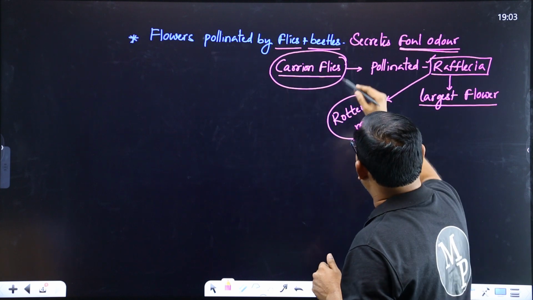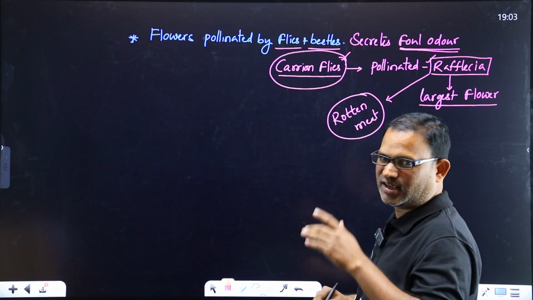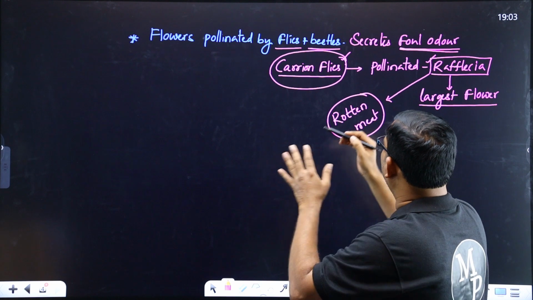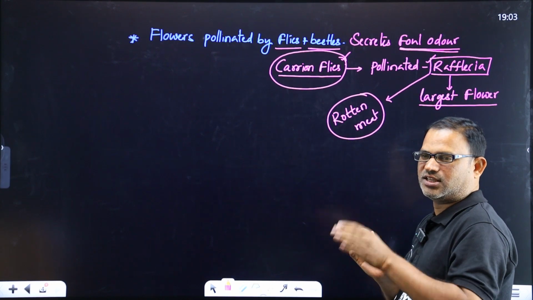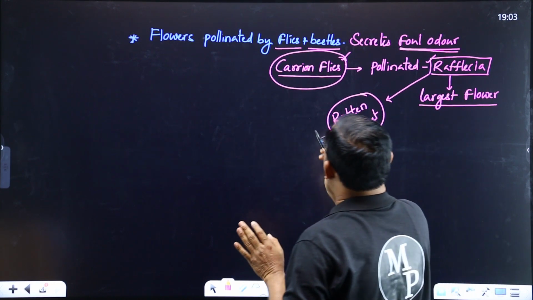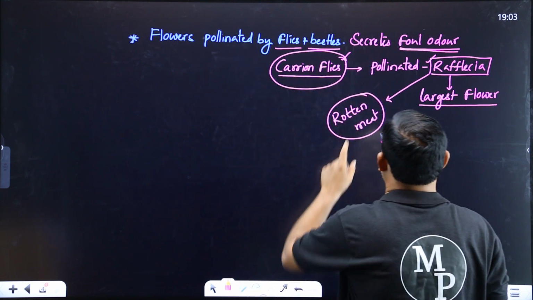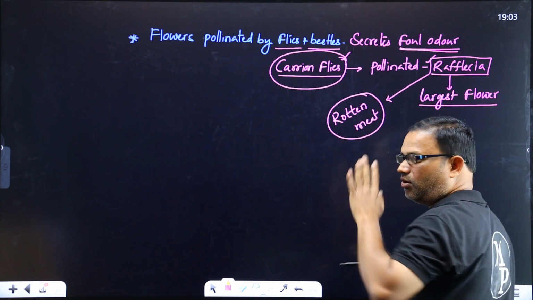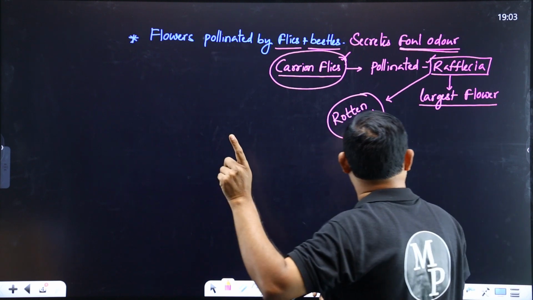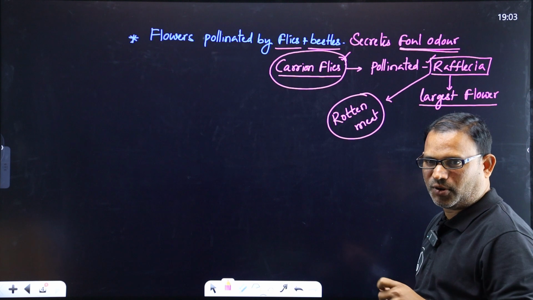So which flies are attracted to it? Carrion flies are attracted. So they bring about pollination in such type of plant. This is flowers pollinated by flies or beetles. They secrete foul odor. It is very, very important. I will tell you one more point here, which is also very important.